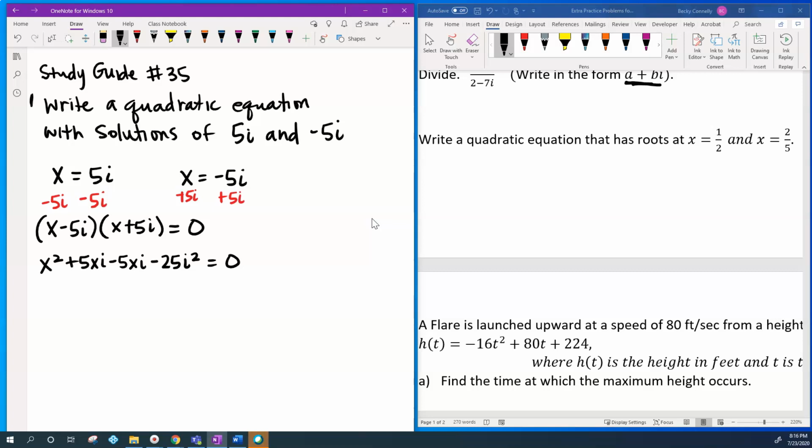Remember that we're trying to write an equation, so we're not solving something. We want to keep it in equation form. All right, so we can see our middle terms cancel each other out, so we'll just get rid of those. We know that i squared is negative 1, so negative 25 times negative 1 is going to give me a positive 25. So my equation should be x squared plus 25 equals 0.